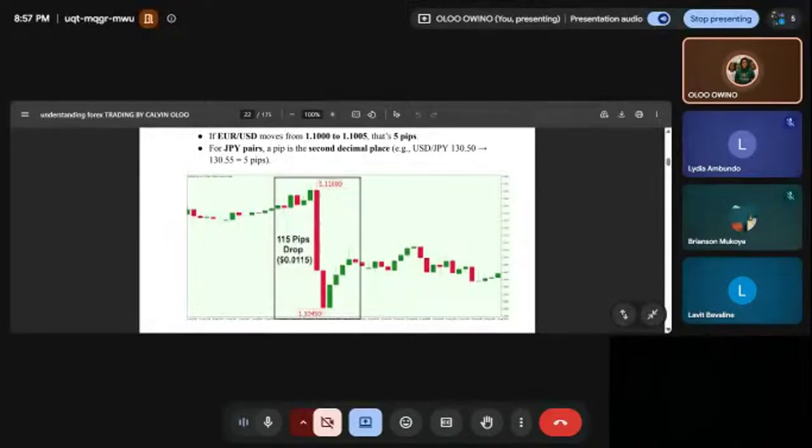So it moved from 1.116 to 1.15. The drop was 115 pips. If you calculate it, use the fourth decimal place. So we'll be working more on that.